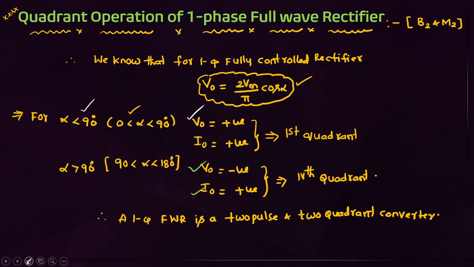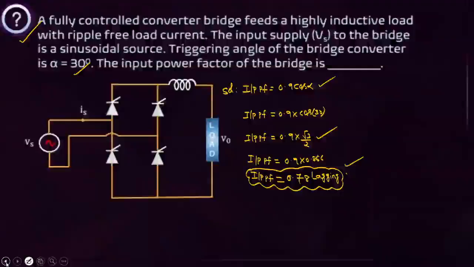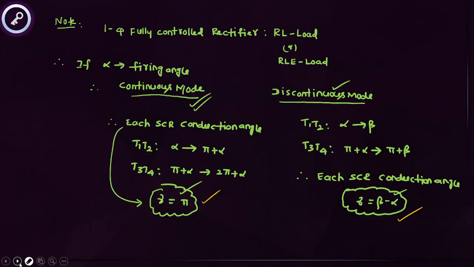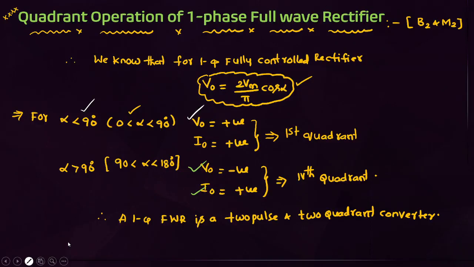Current negative means, see for example, this is the rectifier circuit, students. Current negative means the current is flowing like this. That is meaningless. Thyristors cannot allow the current in the reverse direction. That means in rectifiers, the current never be negative. Voltage may be positive or negative based on the type of rectifier, but in any rectifier, current is always positive. For alpha less than 90 degrees, V naught positive, I naught positive, then first quadrant. That is, full wave rectifier for alpha less than 90 degrees is operated in the first quadrant.